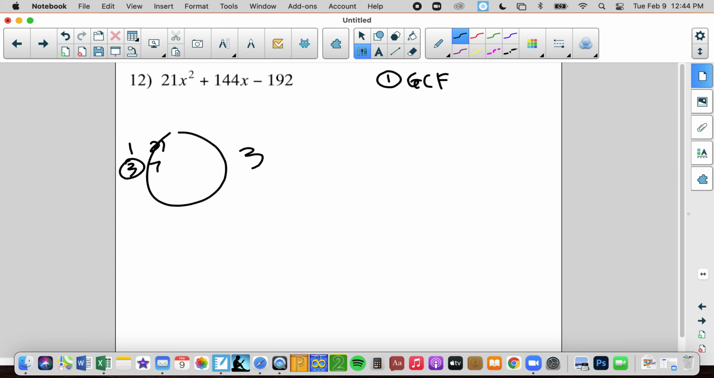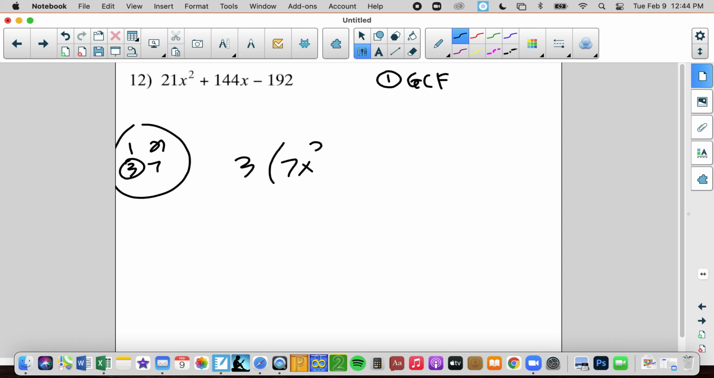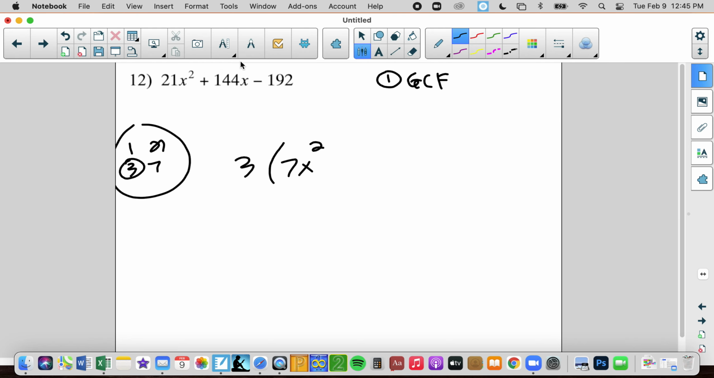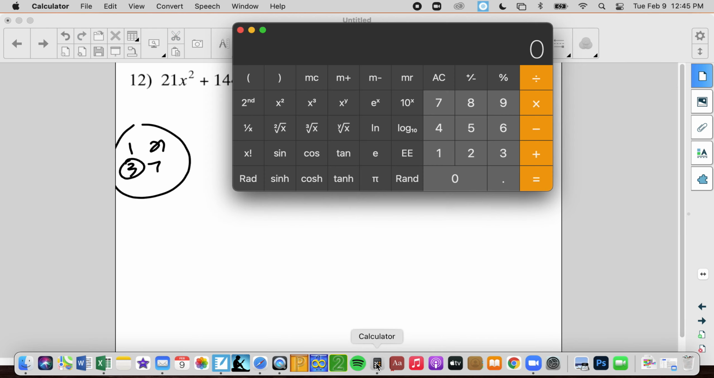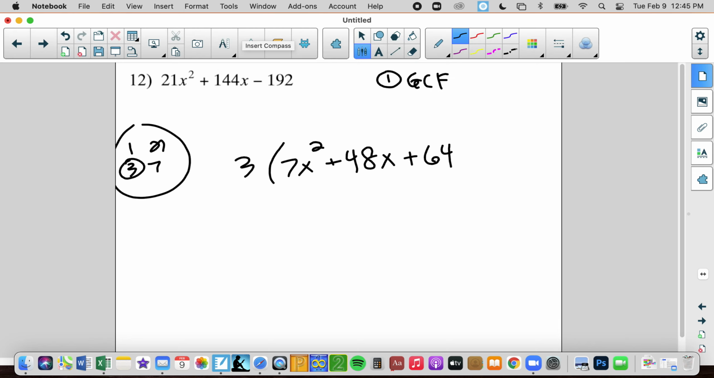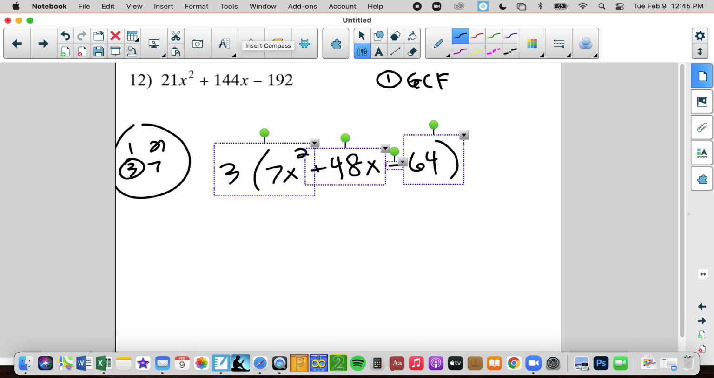I knew that was going to be bad. I'm going to factor out a 3, and I get 7x squared. I already forget what 144 divided by 3 is. 144 divided by 3 gives me 48. And 192, I've already forgotten. 192 divided by 3, 64. Minus 64. Mr. Mac gets a little lazy with those negatives. All right, here we go.